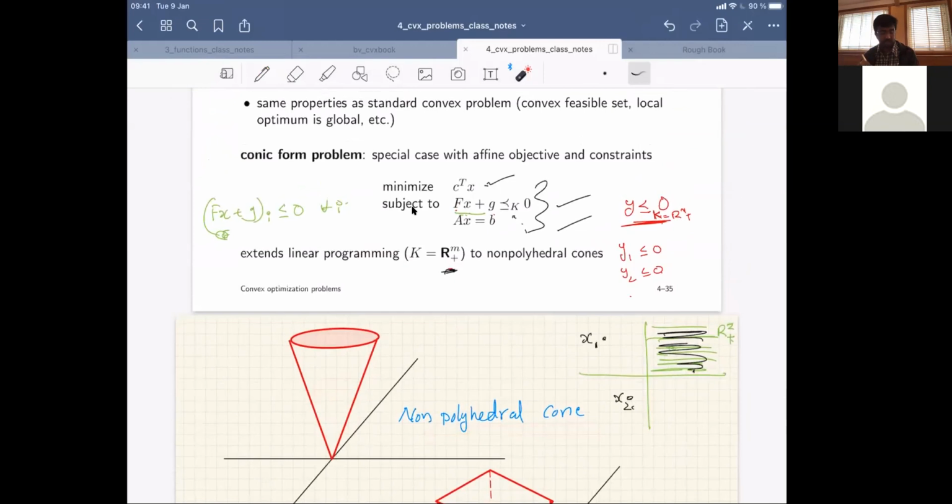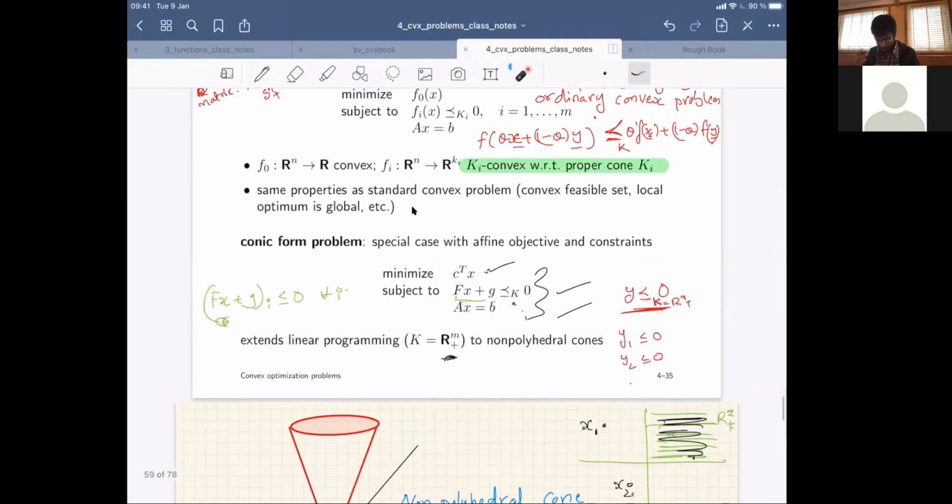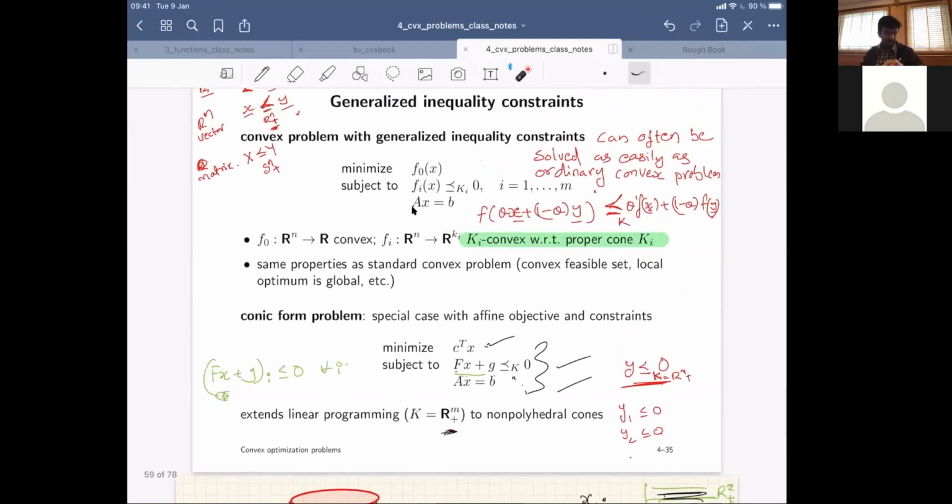Can you give an example of this? We saw it just a few slides before. A second order cone is a non-polyhedral cone where it has this ice cream scoop kind of shape. So let me conclude this slide and then we'll take a short break. What we are seeing here is, without K, this was our original form of the problems that we discussed so far.